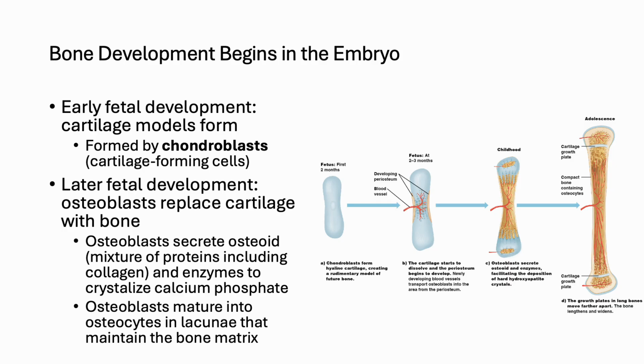Over time, osteoblasts mature into osteocytes, which occupy the lacuna and maintain the surrounding bone matrix. This transition from flexible cartilage to rigid bone provides the developing body with both support and protection as it continues to grow.